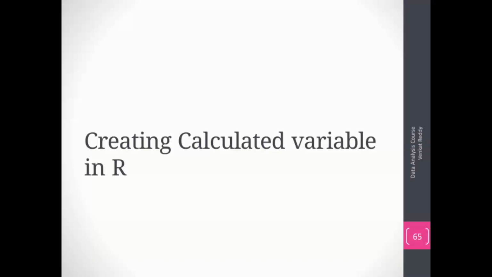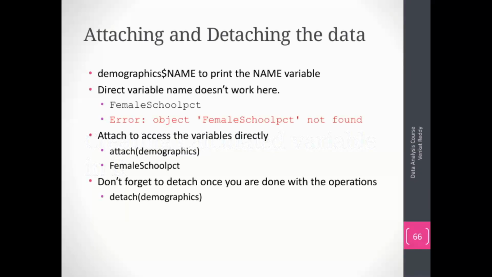On this slide, we're focusing on how to work with data in R, specifically within a data analysis course. First, I want to show you how to access a variable directly from a data frame. For example, if you type demographics$name, R will print out the name variable. But it's important to remember that trying to access a variable using just the name, like directly typing female sculpt, doesn't work here because R doesn't recognize it outside the context of the data frame. If you try to do that, you'll get an error saying object female sculpt not found.